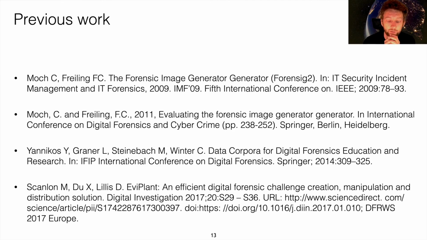So we also have Yannick et al. from 2014, mostly file system based artifacts, and we have Scanlon et al. from 2017 as well. This is the data injection approach I've been talking about, which is perfectly valid for a lot of scenarios, but I think it will hit limits at some point in terms of what's feasible to realistically fake with manual artifact injection.